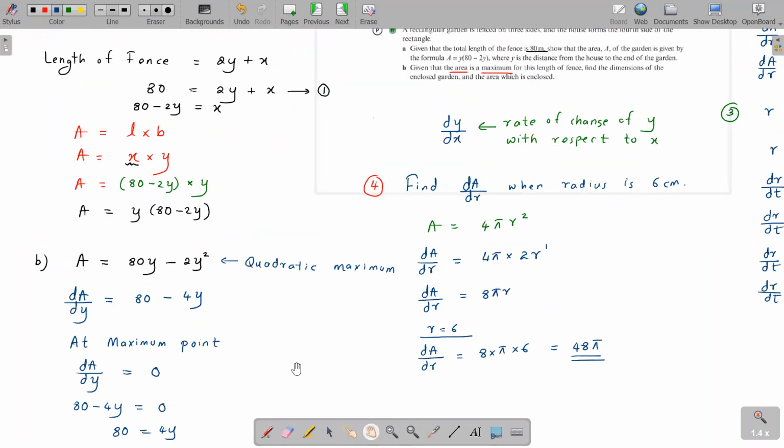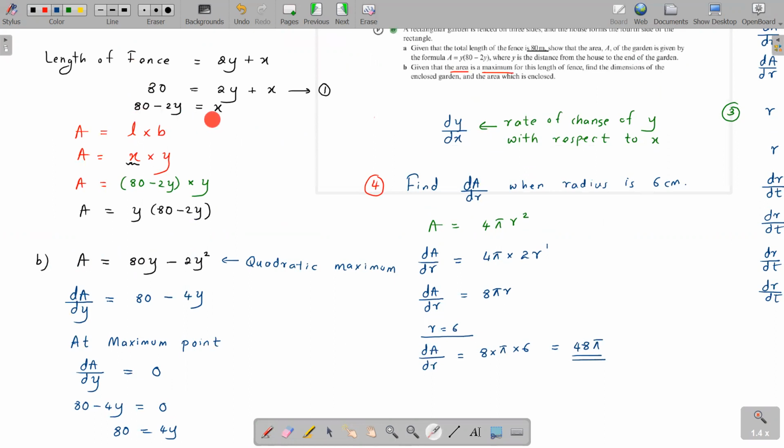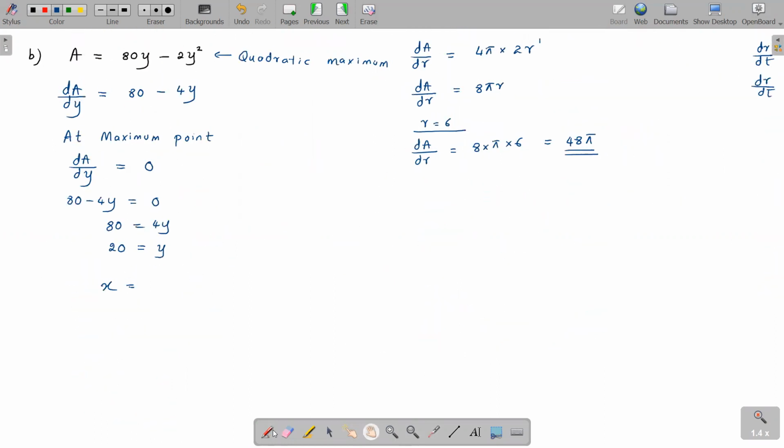The x value we can get by using the equation x is 80 minus 2y. Let's go there. x equals 80 minus 2y. How much is x? 80 minus 2 times y, which is 20. How much is it? 80 minus 40, which means x is 40. So these two dimensions are pretty special. Why? We could have had many dimensions, but this x and y is particularly special because this x and y will make sure that you have the maximum area.